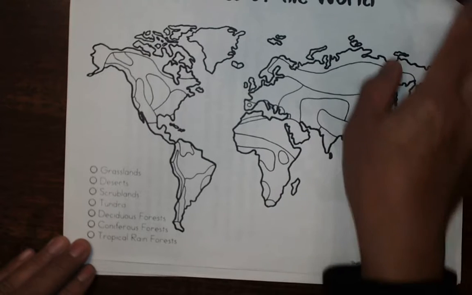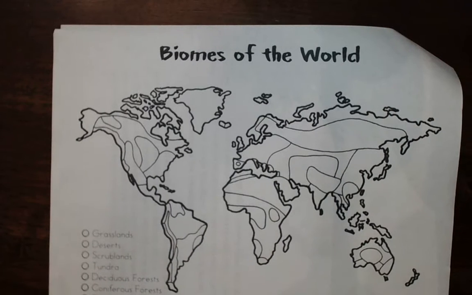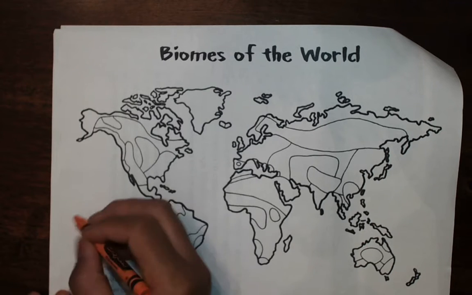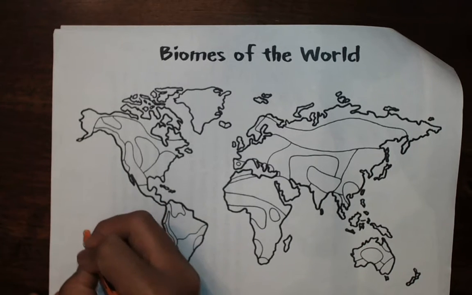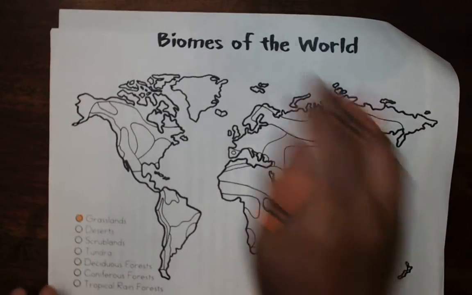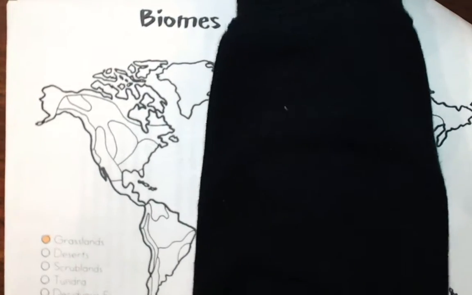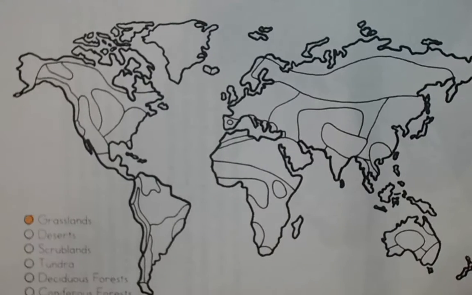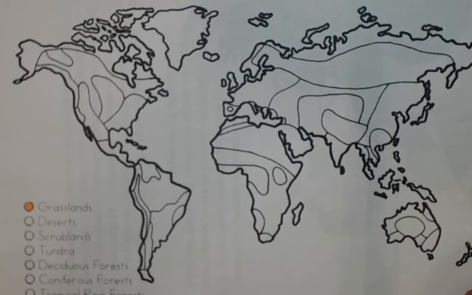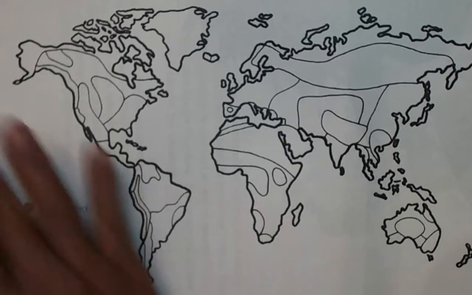So using our crayons, we're going to start with the grasslands. And I'd like for you to choose orange. Orange, please, for the grasslands. And we're going to color it just like that. Let me see if I can zoom in. There we go. So where are the grasslands located in the world?